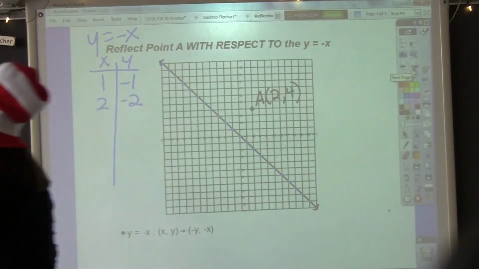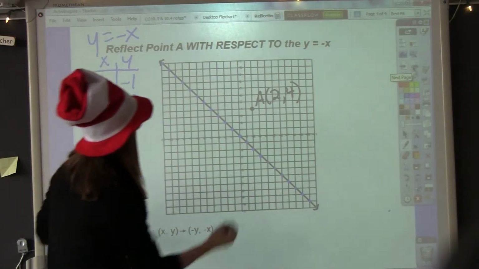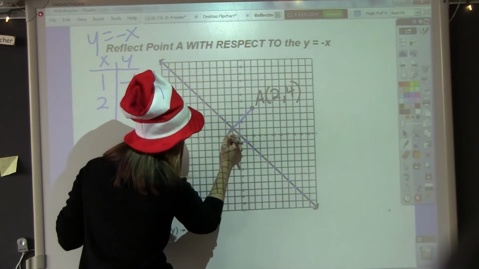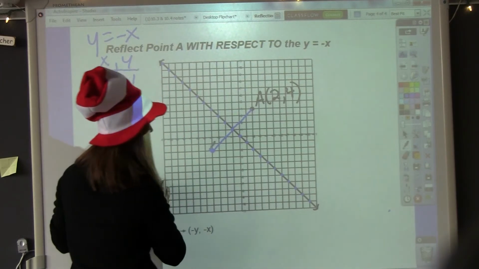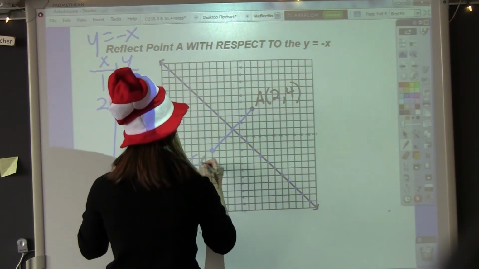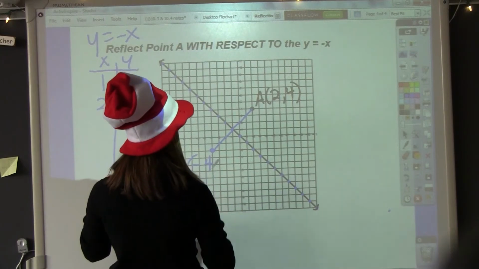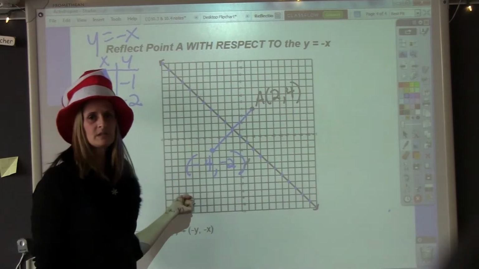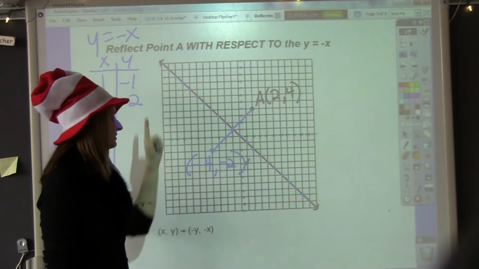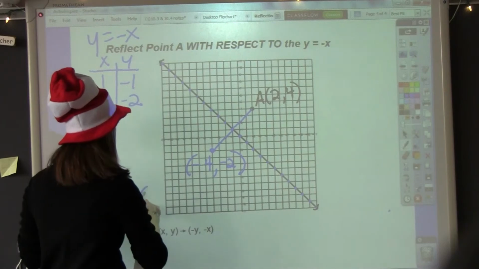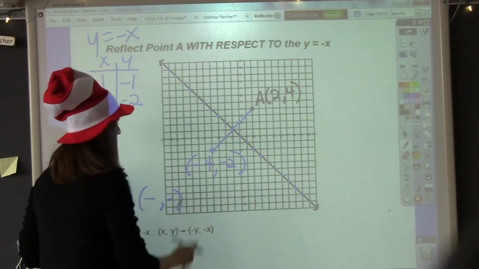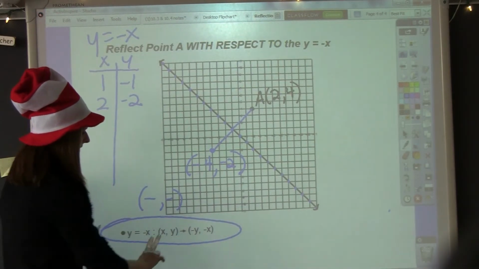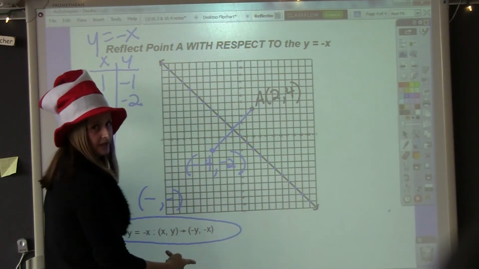All right, so let's count. 1, 2, 3. So on the other side, 1, 2, 3, right here. So we've got negative 4, negative 2. Now we know I'm moving this point into the third quadrant where we know the x and the y values are negative. So we know they have to be negative, but here's the rule. The x and the y will switch and they'll also become negative.